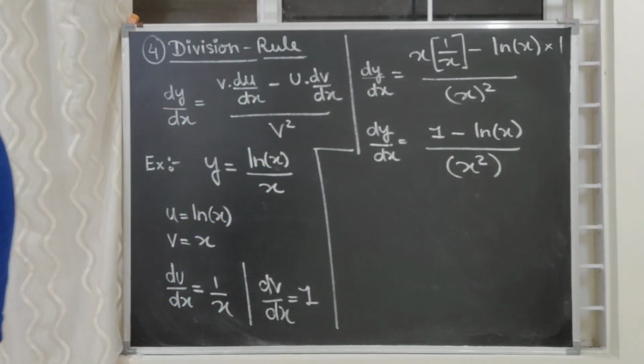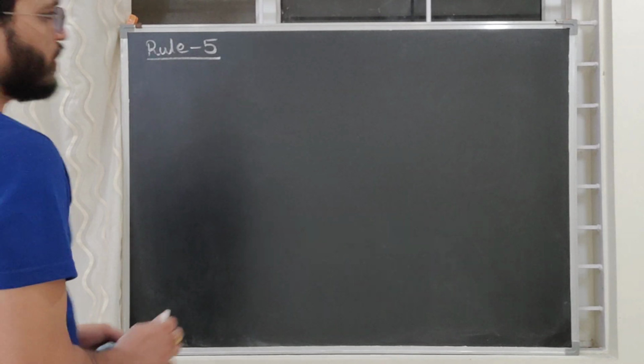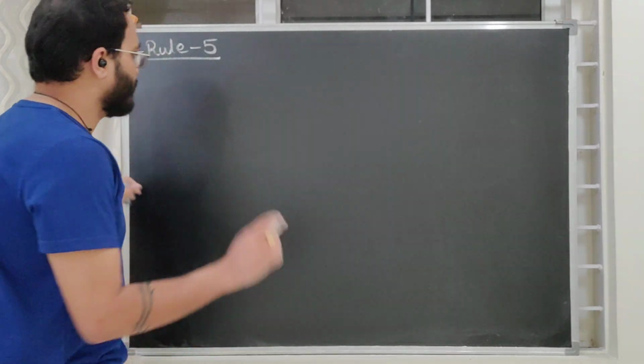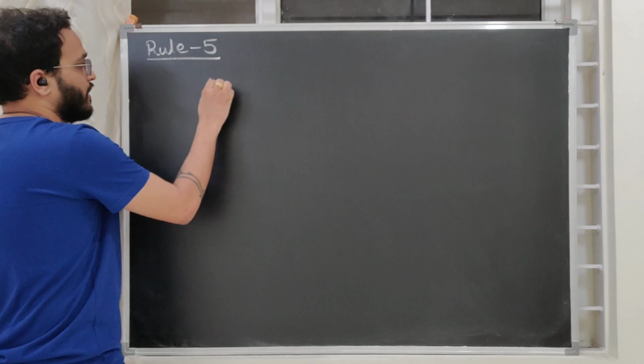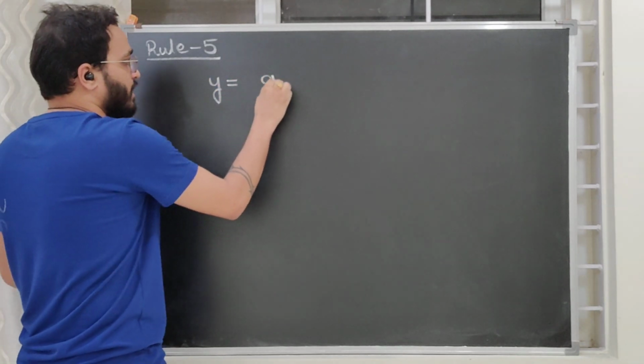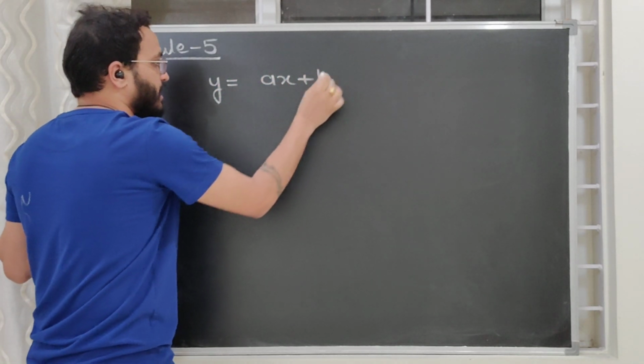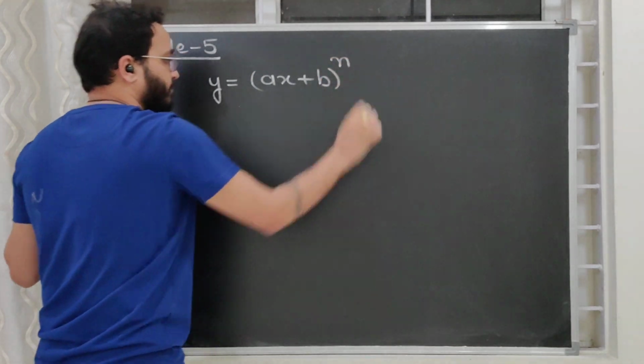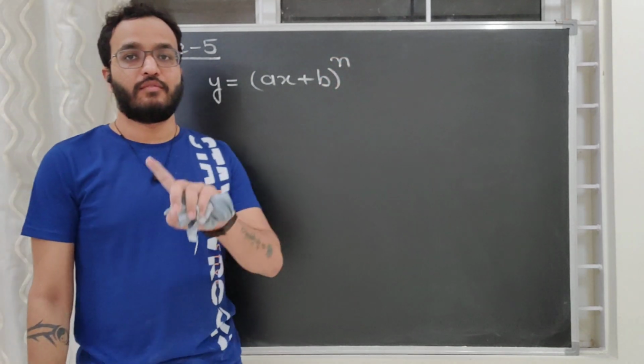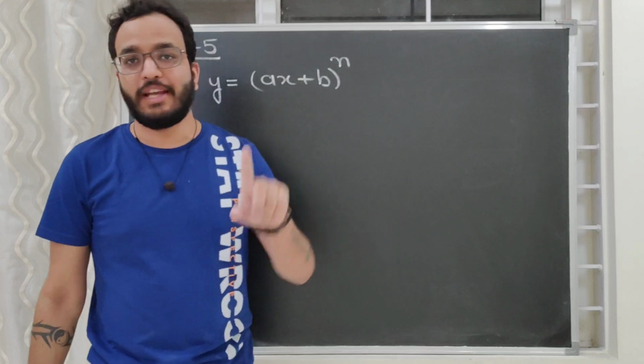Now let's start. Rule number 5 says that, students, suppose I write y is equal to (ax plus b) to the power n, right? That means, what was the formula? Y is equal to x to the power n.